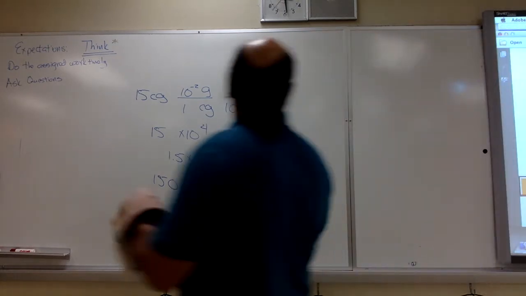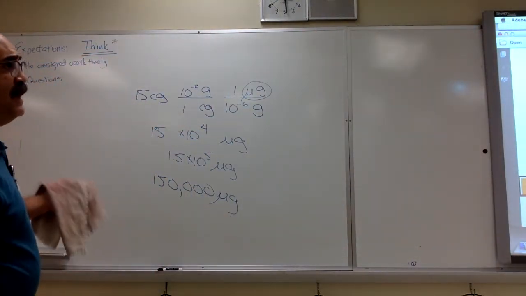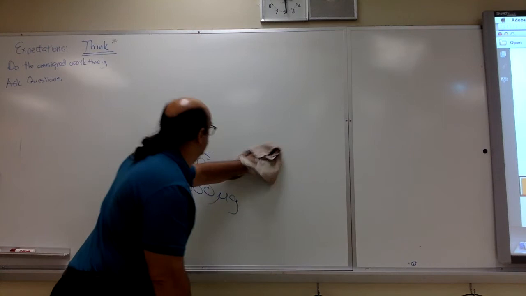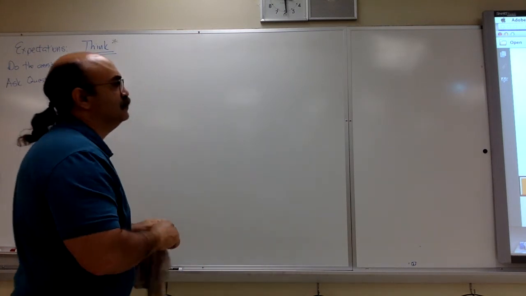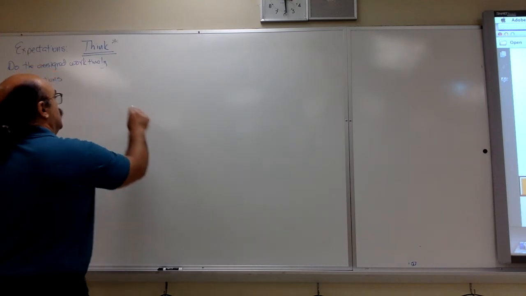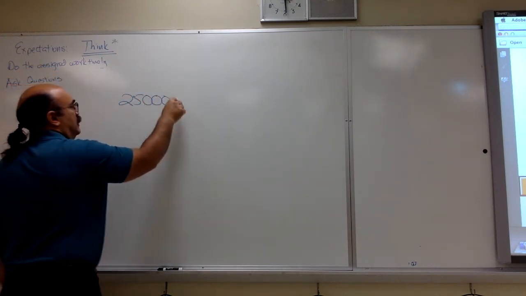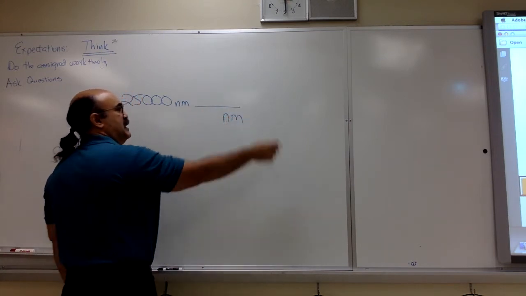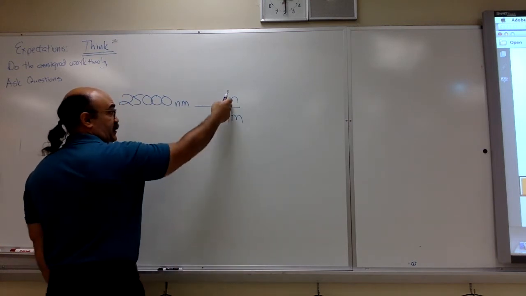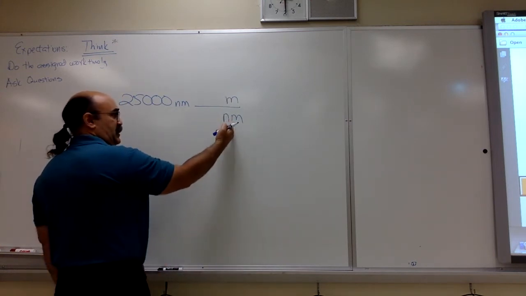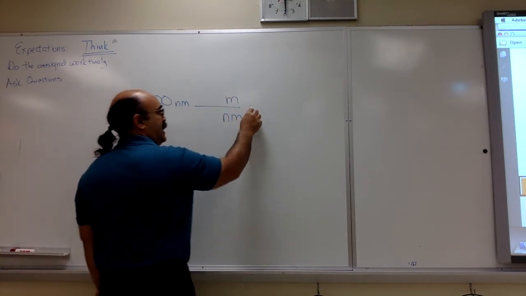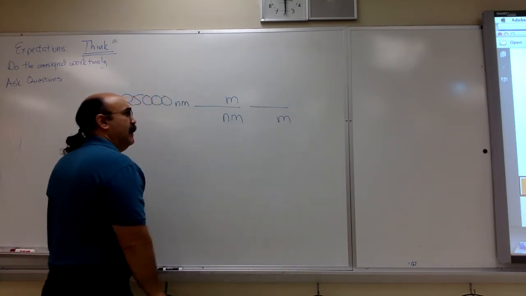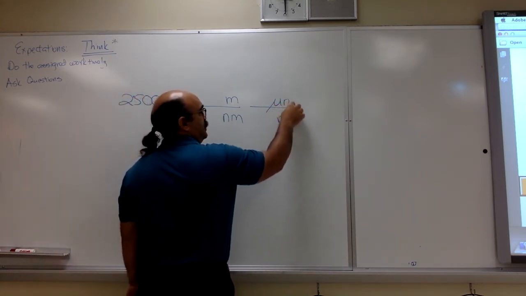Next problem is micrometers from nanometers. So, 2,500 nanometers. Nanometers is not my final answer. Nanometers goes in the denominator. My base unit then will go in the numerator. If my unit is on the denominator, this has to go on top. Meters is not my final unit, so therefore I put meters in the denominator. And I go to my final unit, which is micrometers.